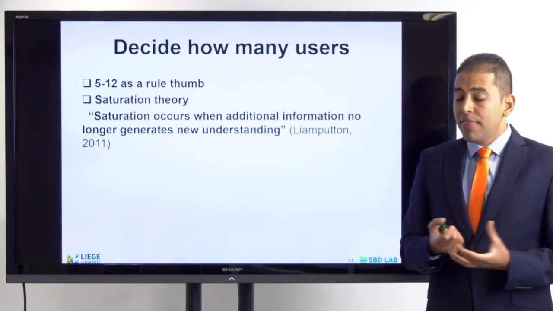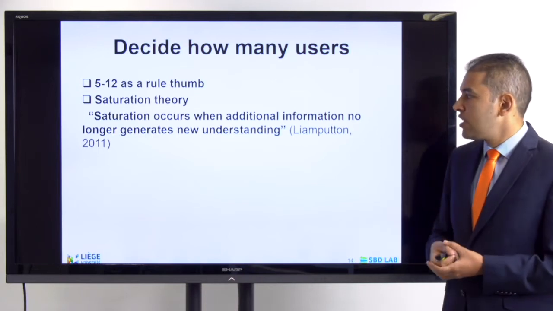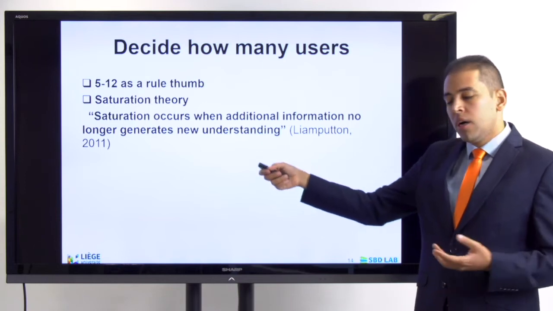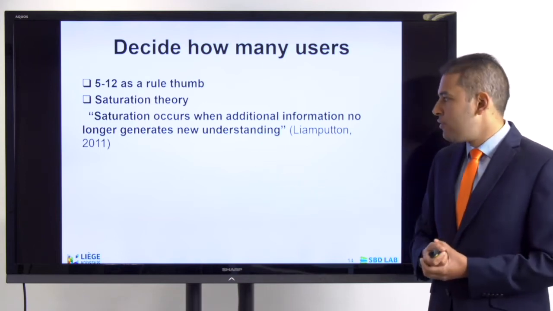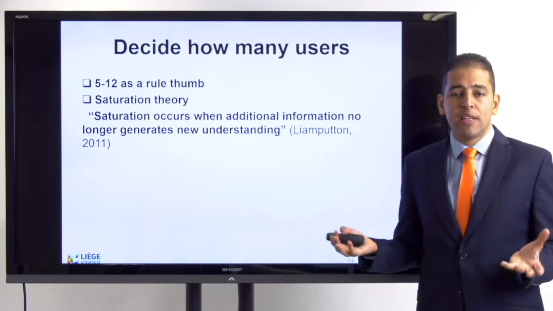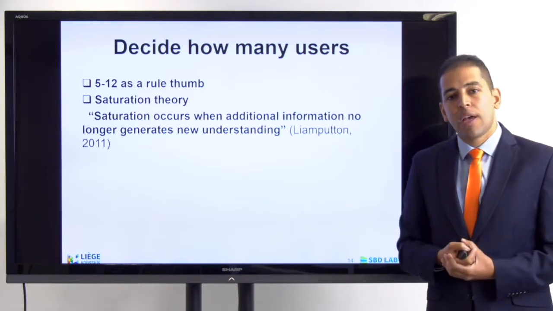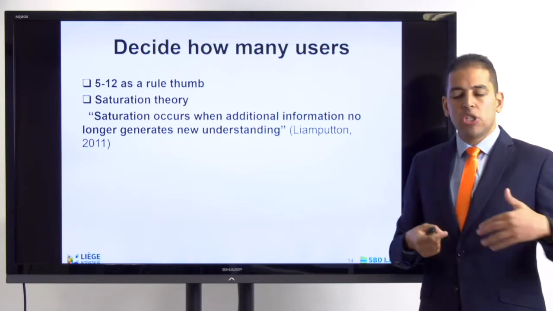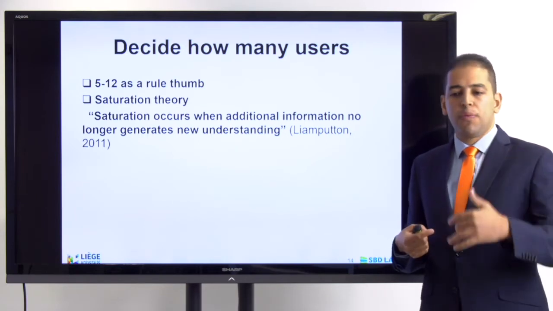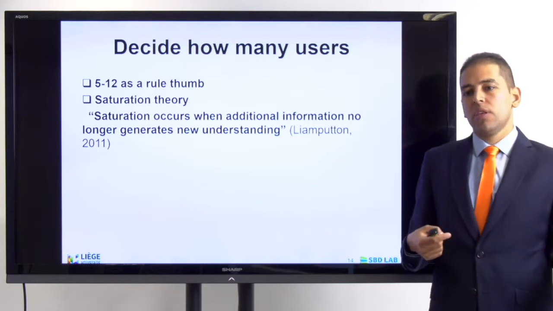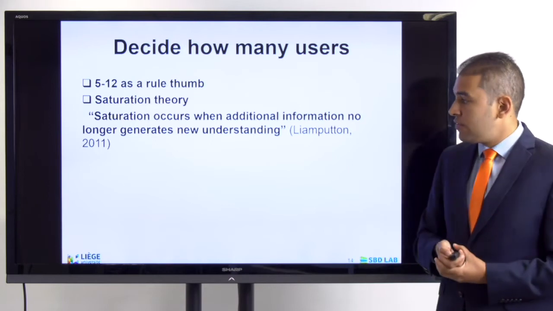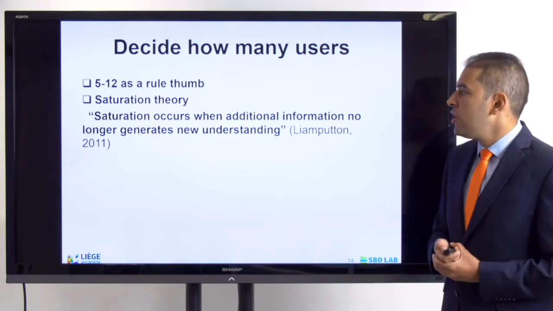The saturation theory here is very helpful, because once I reach saturation, I can stop with the small number that I already have. Saturation occurs when additional information no longer generates new understanding, and sometimes usability testing can end up having 2 or 3 testers, especially in an early design phase where we want fast and rough feedback, and then you go back to the design process to optimize and improve your solution. So this is very important to keep in mind, the saturation theory.